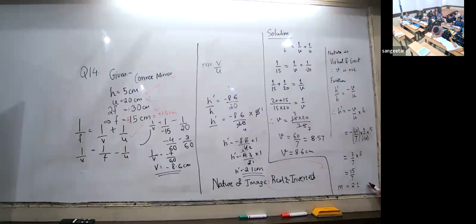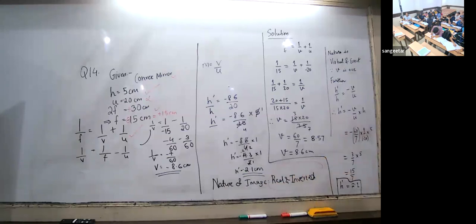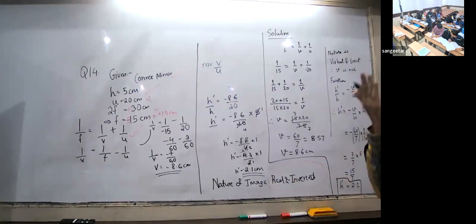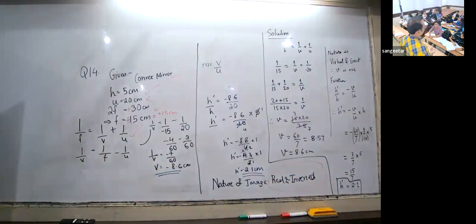So you did not calculate m, did you? Then we can substitute and get m. But we do not need m, what do we have to find? It is already a convex mirror. If h dash is positive, that means the image is upright. Upright comes only in virtual images anyway. Okay, magnification is not asked, so there is no need to calculate it.